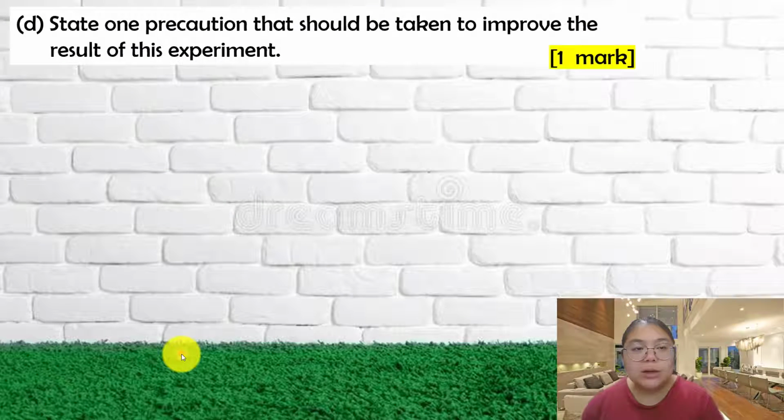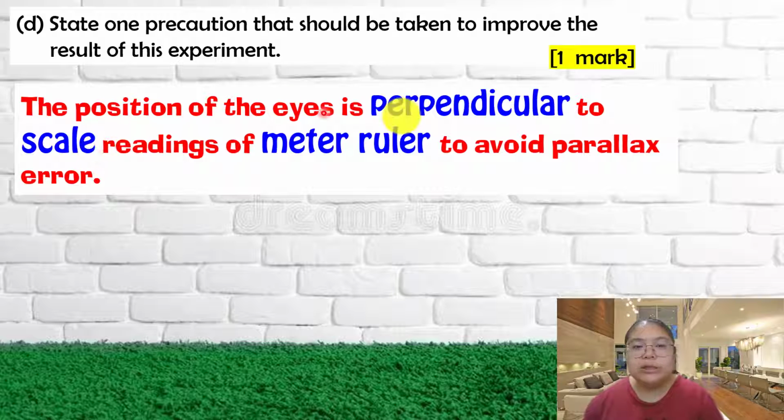Okay, now the last one, sure, precaution. So I think you also almost know about the format already for question 2 paper 3. Okay, let's see the precaution. Just now I told you the precaution is almost the same, one of the sentences they can apply to all experiments. Okay, let's see the answer. The position of the eyes, keyword perpendicular to scale reading. Scale is a keyword of the instrument. So from here, the instrument is a meter rule, to avoid parallax error.